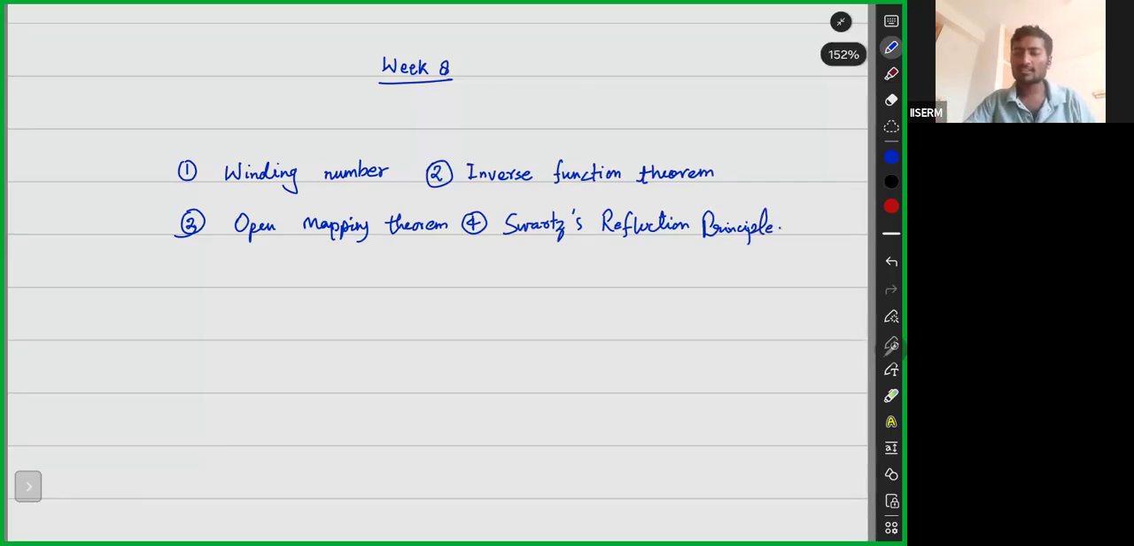So we'll talk a little bit about what the winding number was, what the inverse function theorem was, what the open mapping theorem actually is, and the Schwarz Reflection Principle at the end. So what is the winding number?